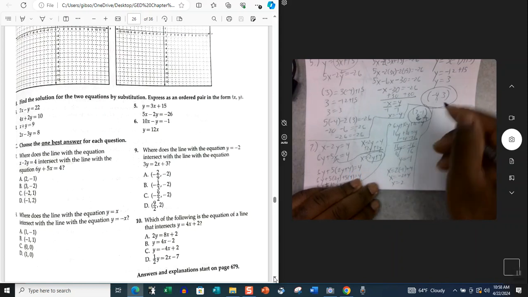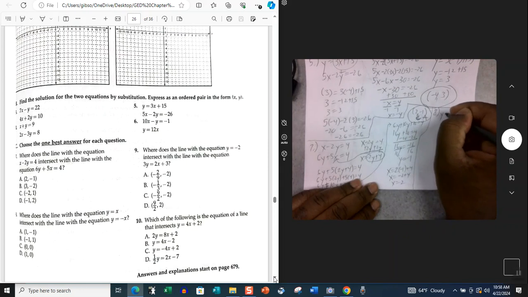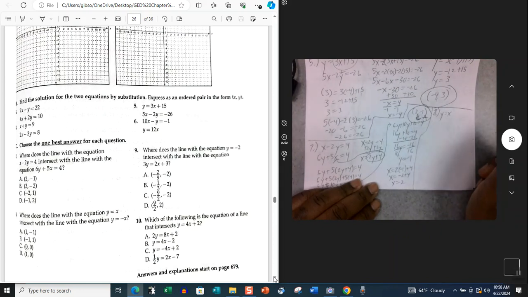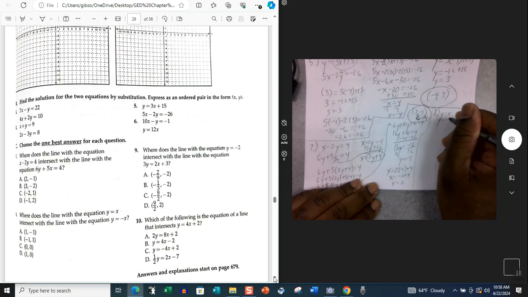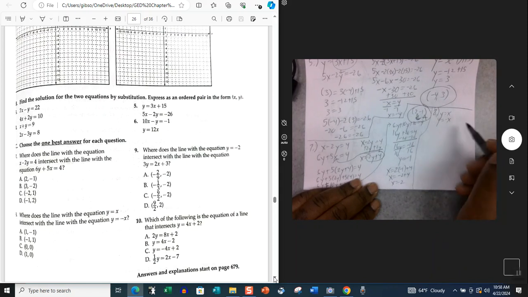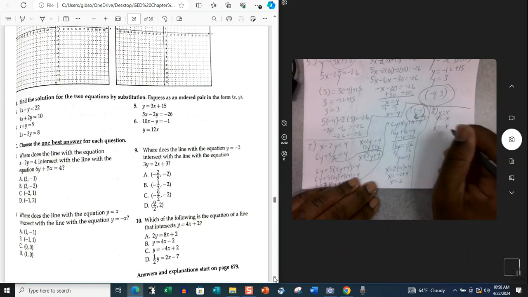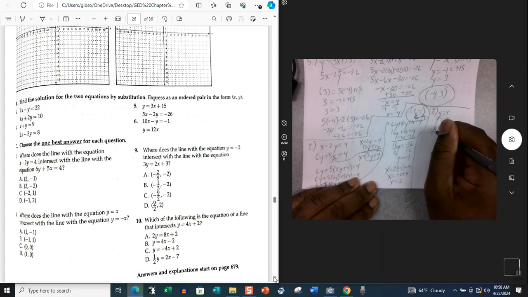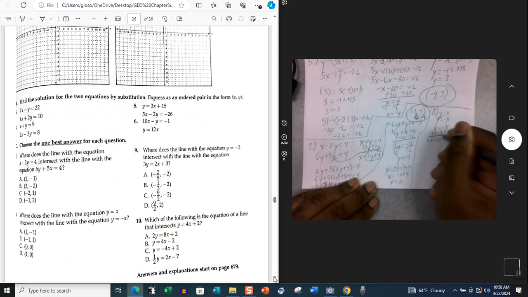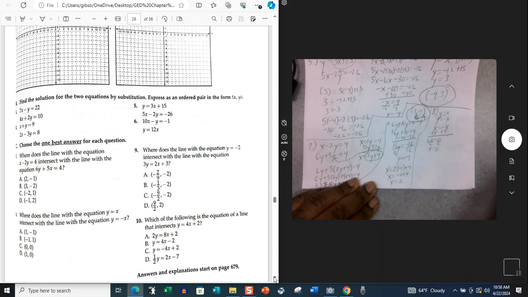Let's try number 8. Y equals x, and then y equals negative x. All right, so what we could do, we could substitute in x for y here. So x would equal negative x. Now we would add x on both sides. So that would be 2x equals 0. Divide each side by 2 and x is 0.